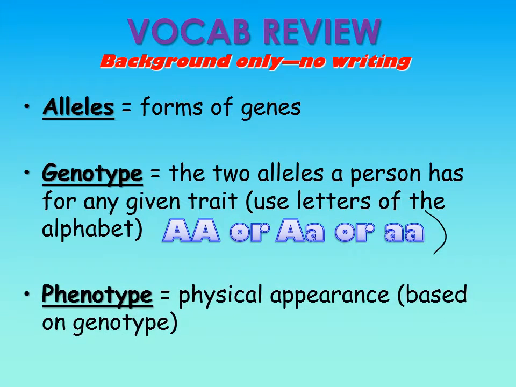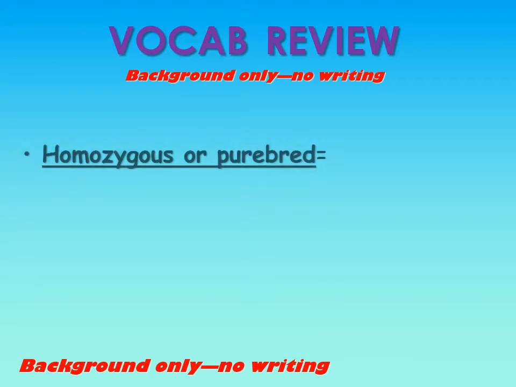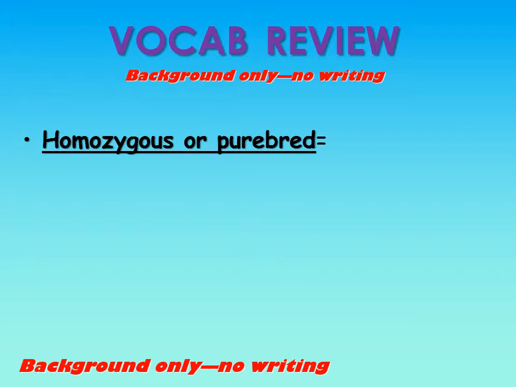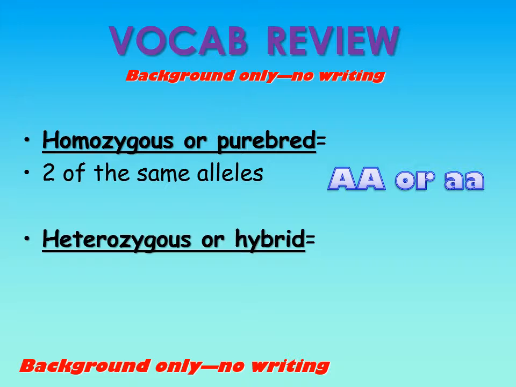And then that determines your physical appearance, also called phenotype. And that's what gives you the trait, either the dominant or recessive trait. So for instance, blue or brown eyes. More vocabulary: to be homozygous or purebred means you have two of the same alleles, two dominant or two recessive. And to be heterozygous or hybrid means that you have two different alleles, one of each.